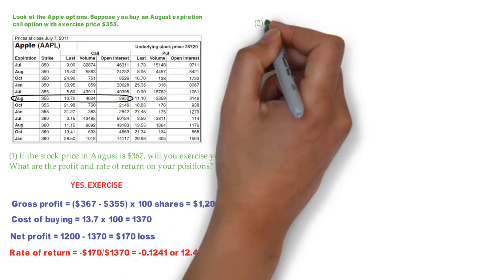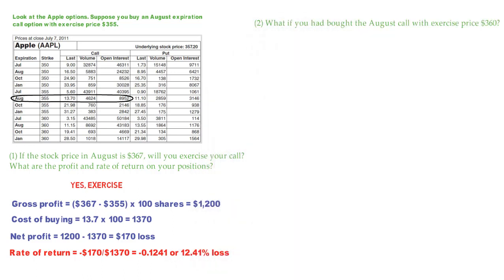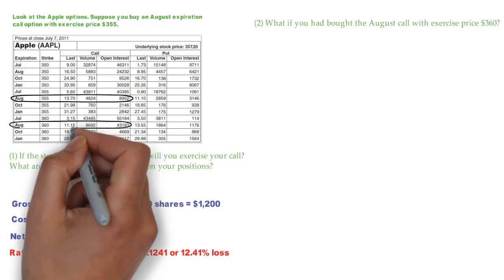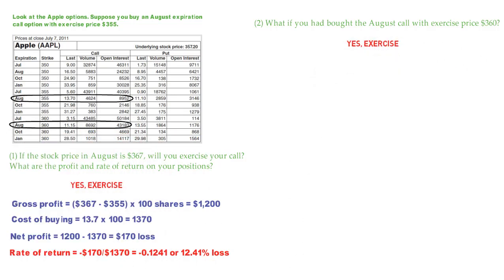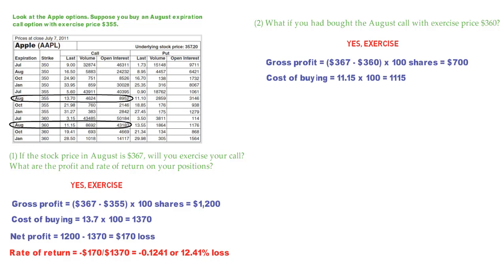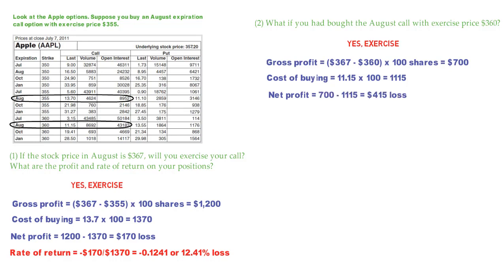Question number 2. What if you had bought the August call with exercise price of $360? The option will still be exercised because the stock price of $367 is above the exercise price of $360. So the gross profit is $367 minus $360 times 100, that gives you $700. Cost of buying was 11.15, which was your premium, times 100 shares equals $1,115. Net profit is 700 minus 1,115. That gives you a loss of $415.